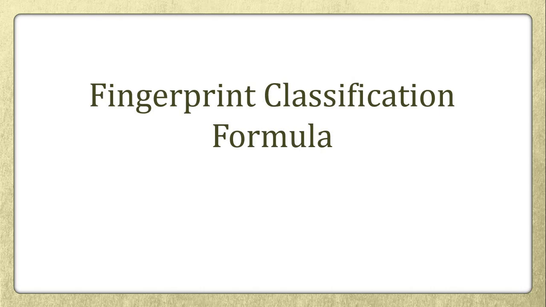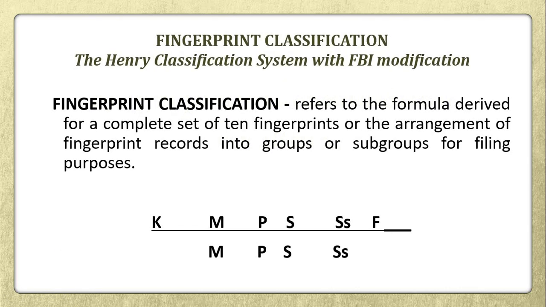So now let us proceed with our discussion, the fingerprint classification formula. So what is the fingerprint classification formula? So the fingerprint classification formula was derived from the Henry classification system with FBI modification. So it refers to the formula derived for a complete set of 10 fingerprints or the arrangement of fingerprint records into groups or subgroups for filing purposes.